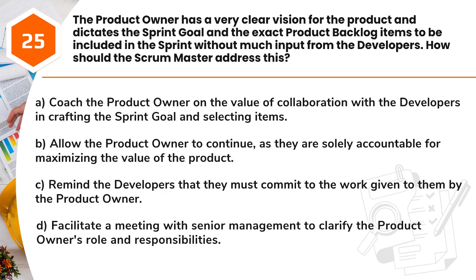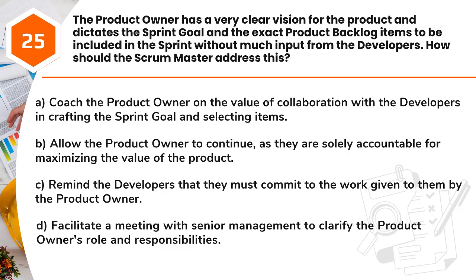Question 25. The product owner has a very clear vision for the product and dictates the sprint goal and the exact product backlog items to be included in the sprint without much input from the developers. How should the Scrum Master address this?